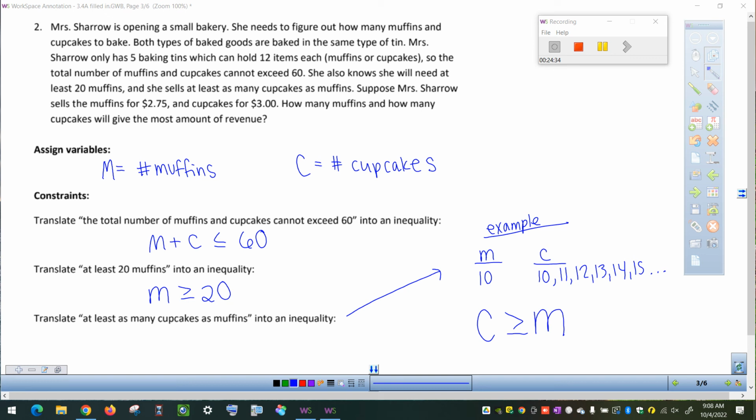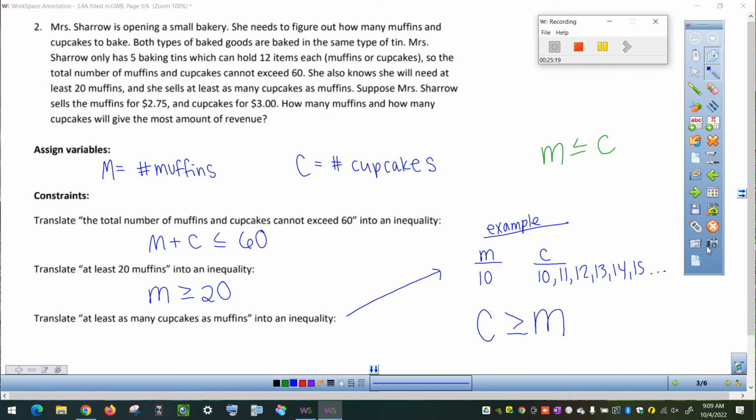So looking at the numbers here, I'm going to do this in terms of cupcakes and think, okay, the number of cupcakes has to be greater than or equal to the number of muffins. Equally, you could have said the number of muffins has to be less than or equal to the number of cupcakes. That would be a different way of saying the same thing.